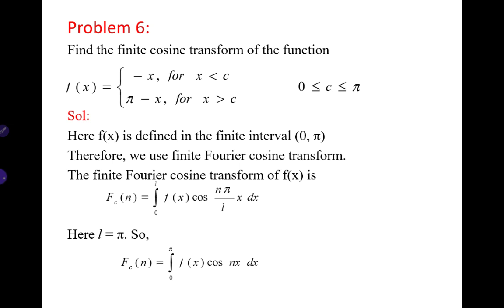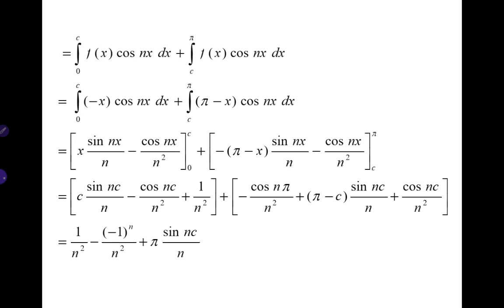Therefore, we use the finite Fourier cosine transform, which is given by fc of n is equal to integral 0 to L f of x cos n pi by L x dx. Here L is equal to pi. So, substituting L is equal to pi, we get fc of n is equal to integral 0 to pi f of x cos n pi by pi, that is cos nx dx. Now let us split the integral 0 to pi as 0 to c and c to pi.